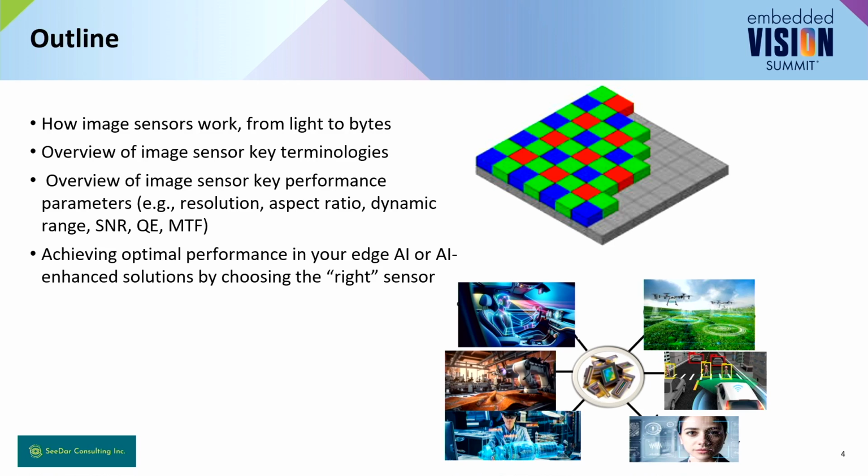How image sensor works is the topic of this presentation. We go over some of the key terminologies that you encounter in the vendor meetings or in the data sheet from the sensor vendors. And we are trying to tie these performance metrics with your application requirements. What are the considerations? What are the trade-offs that you need to have with your vision-based application? And let's say achieving optimal performance in your edge AR or AI-enhanced solution depends on choosing the right sensor, the underlying hardware of your product.